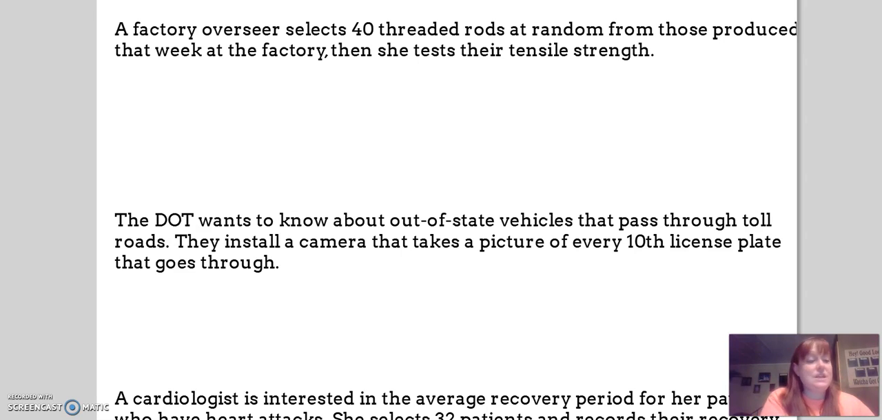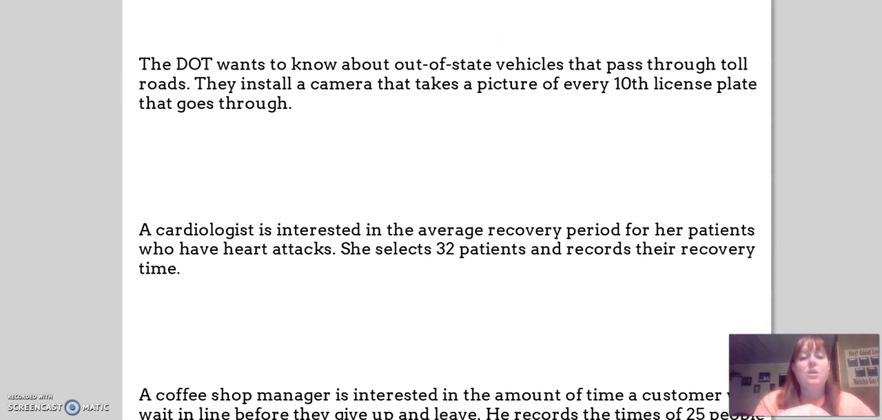So the DOT example, our population would be all of the cars that pass through the toll road, and our sample would be every 10th car that goes through, the ones that we actually took pictures of, because those are the ones we only collected data on, right? We didn't collect data on every car. We only collected data on every 10th car. So our population is every car that goes through, and our sample is every 10th car.